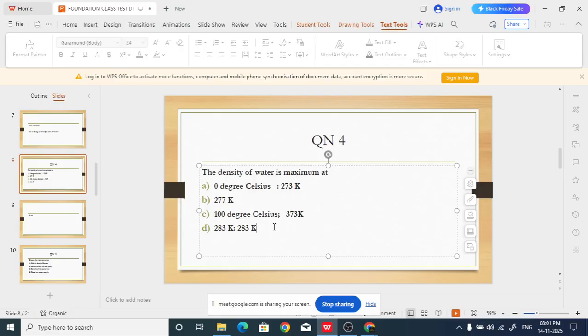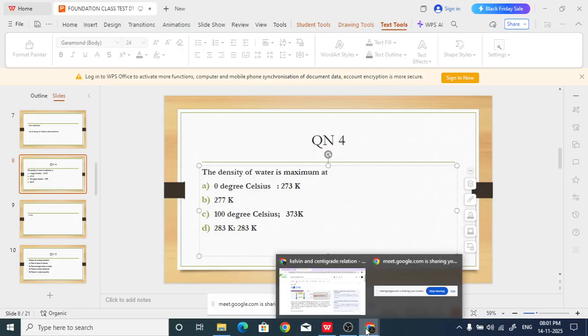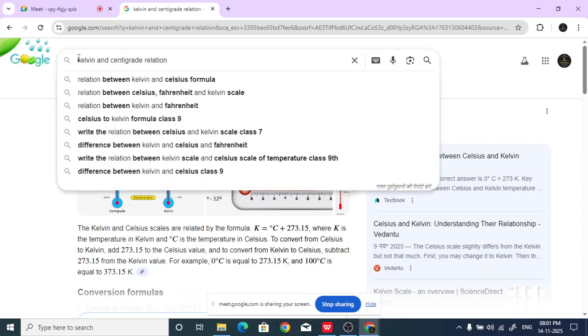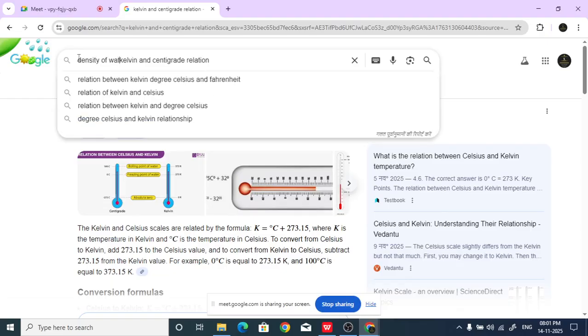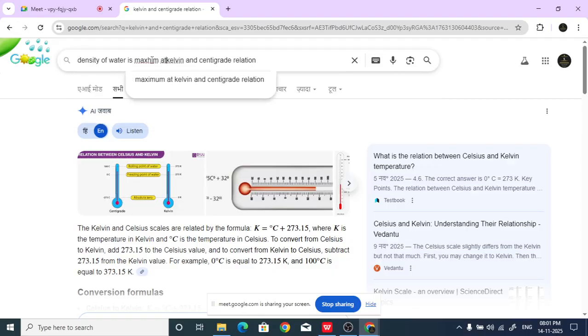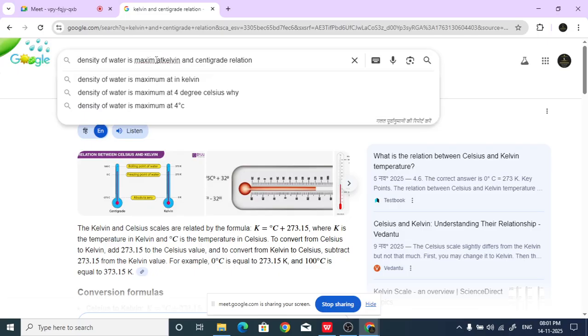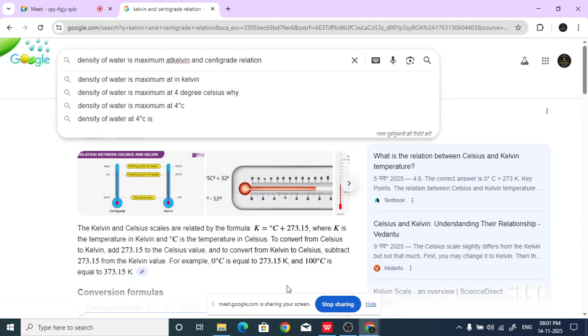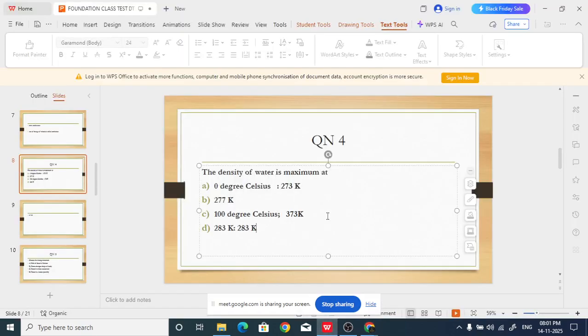Density of water is maximum at 4 degrees Celsius, sir. Yes, 4 degrees Celsius. That means 277 Kelvin. 277 is the right answer. Why is it 4 degrees Celsius? Sir, that is the rule, I have studied in the textbook. Correct. You go and find out that. See, just studying and memorizing is not enough. Why is it like that?